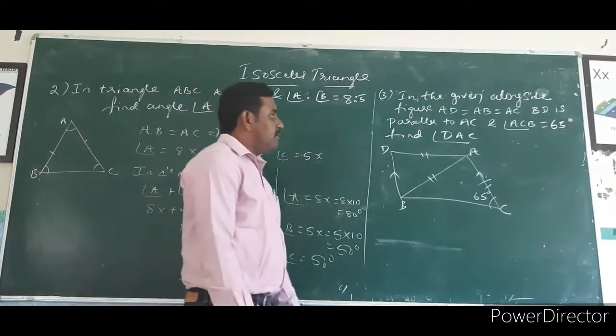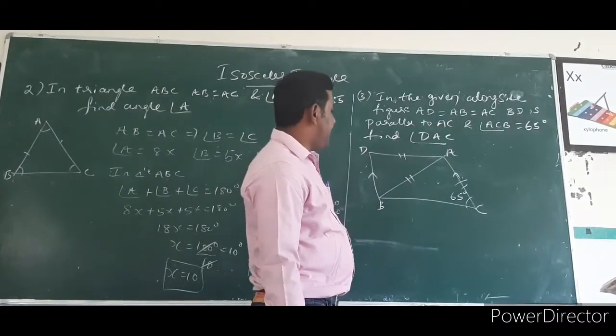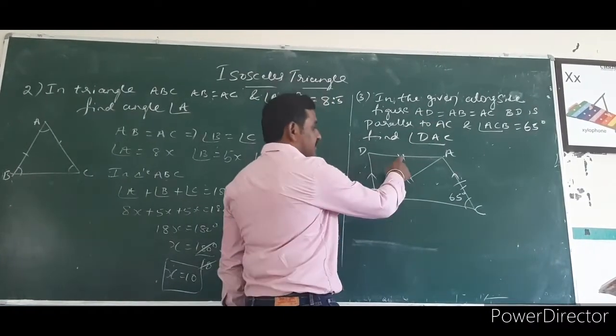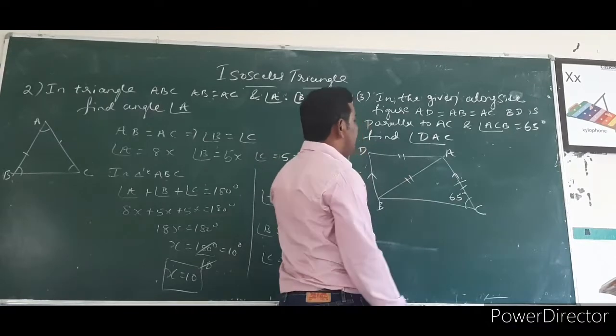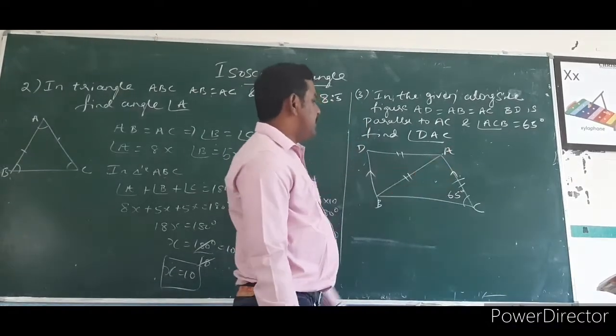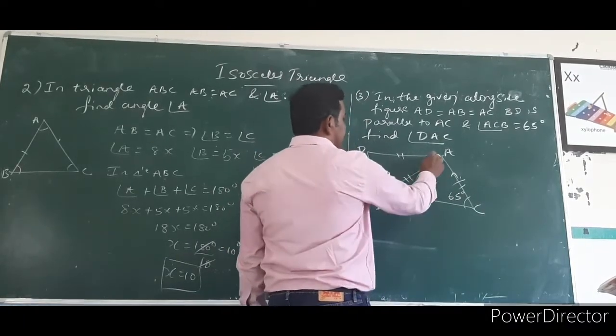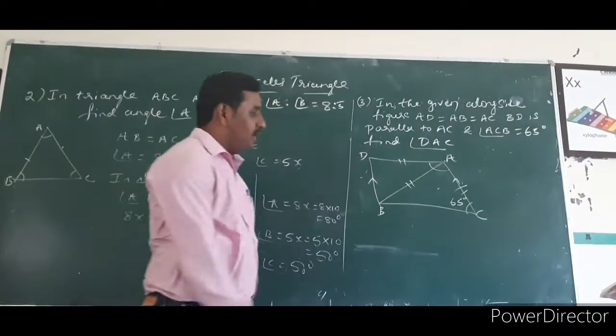So next problem: in the given figure, AD is equal to AB is equal to AC. These sides are equal, and BD is parallel to AC. They are given angle ACB. So what we have to find out is BAC, the full angle.